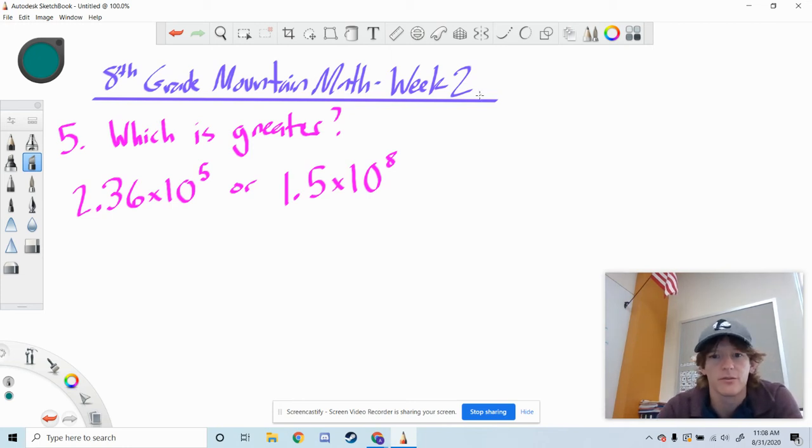8th grade Mountain Math, Week 2, Number 5. Which is greater, 2.36 times 10 to the 5th or 1.5 times 10 to the 8th? This is scientific notation.